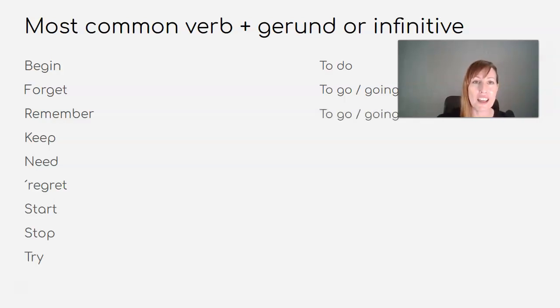So if you say, I forget to go, it means you did not remember to go. If you say you forget going, it means that you did go, but you don't remember the action. Okay? So yesterday I forgot to go to the shop. So today I don't have bread because I didn't go to the shop. Yesterday I forget going to the shop. So I went to the shop, but I don't remember the action.